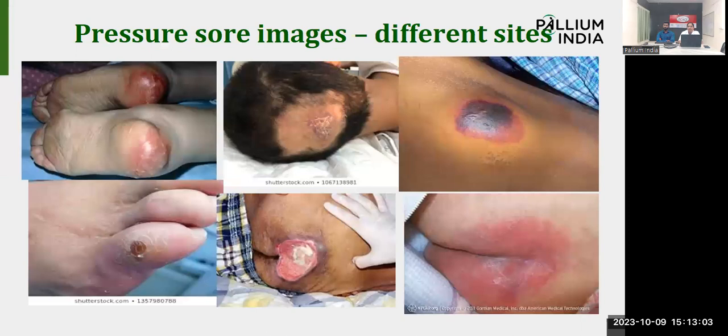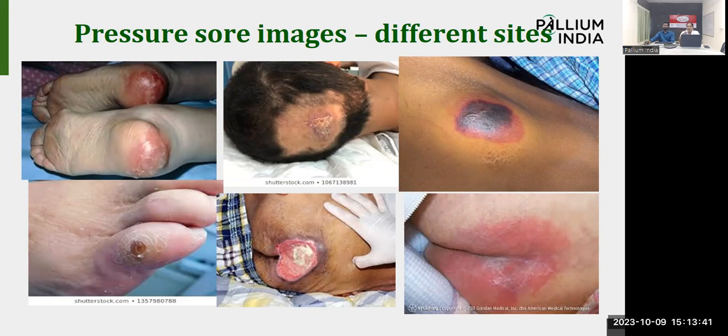Okay, so these are the pressure sore images, showing different sites. Mainly we have to look into the bony prominence areas, which are more prone to pressure ulcers, like the occiput, the shoulder and scapular region, the buttocks and sacrum region, and especially the heel area. The heel and the little finger are the most neglected areas, when the stage has already crossed the second stage, we will be looking into that.